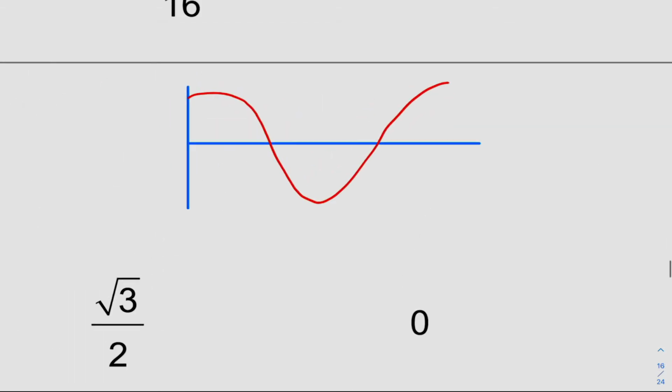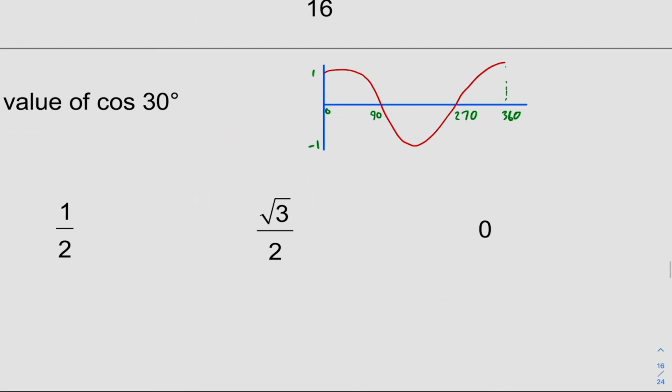And I'll just quickly mark some points on this graph as it's not to scale at all. So this is 1, then we've got -1. This point here is 90 degrees, this is 270 degrees, 0 degrees obviously, and then if we go to the very end, this is 360 degrees. So, okay, we need to work out what cos 30 is.